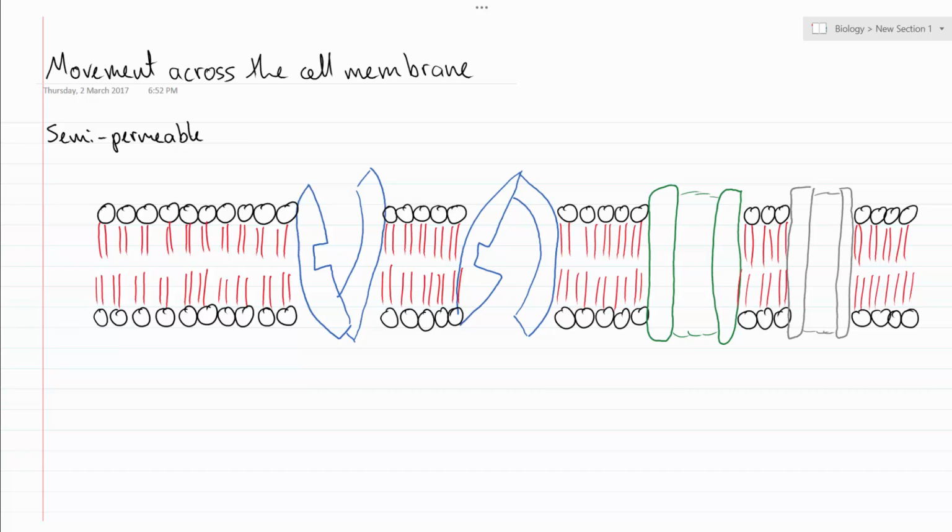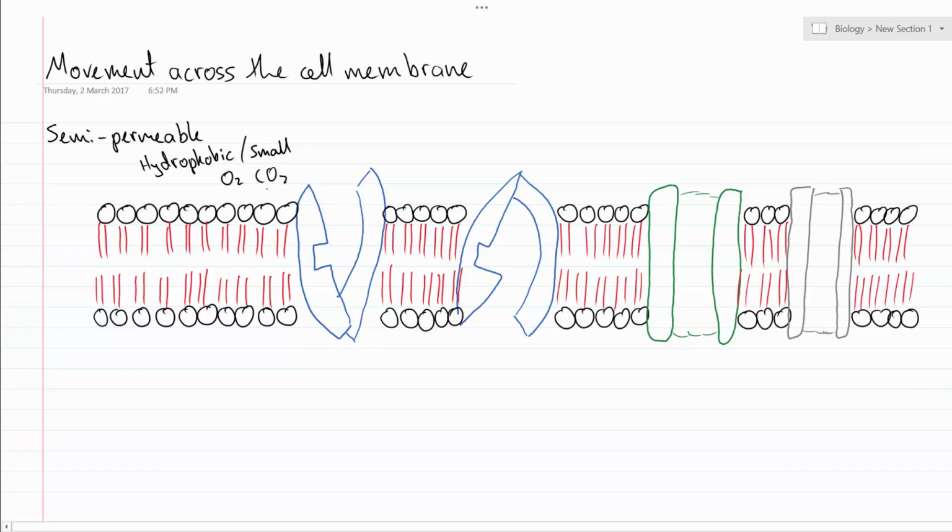So the first type of molecule that we're going to look at are hydrophobic small molecules. If we have some molecules that are hydrophobic, so water-hating, and small, these molecules find it quite easy to pass straight through the cell membrane. So we're talking about things like oxygen and CO2. They're able to move straight through the phospholipid bilayer and out the other side.